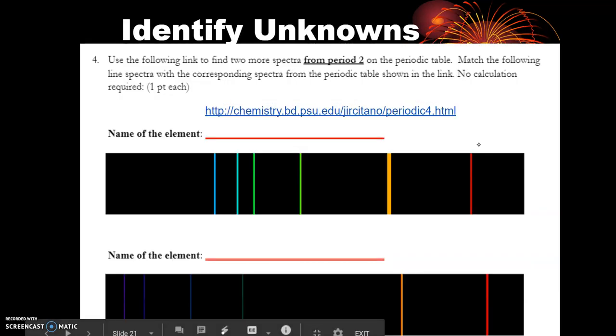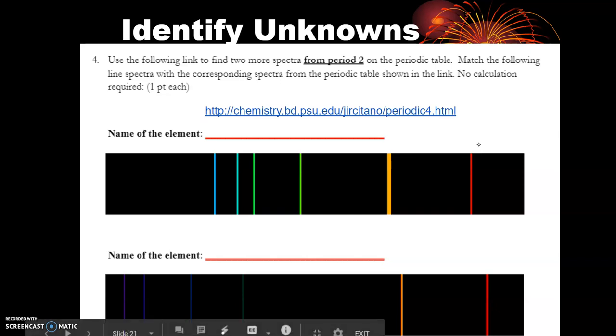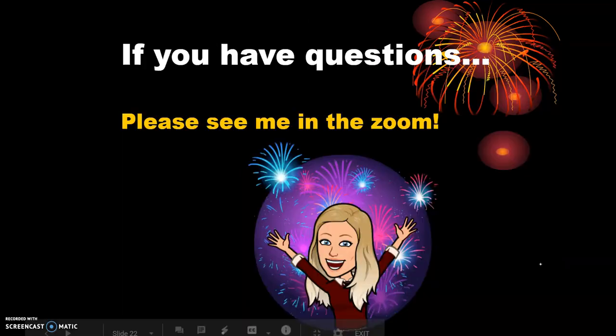Lastly, you can identify unknowns using the same work. So this is what I'm going to show you in the lab. You're going to click on this website here from the good people at Penn State, and you will be able to click on the period 2, which is the row 2 for the periodic table, and go through and determine which element from the second period each of those spectra is for.